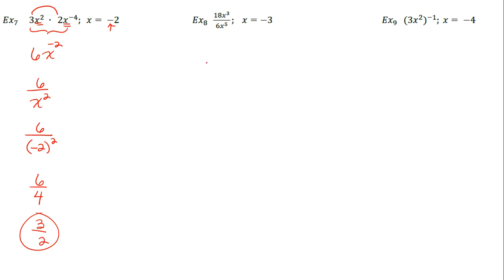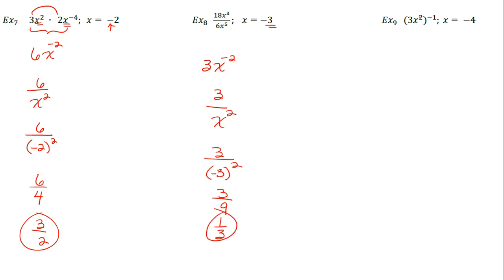Number 8, again, we're going to simplify before we substitute. So 18 divided by 6 is 3. I'm going to apply the quotient rule. 3 minus 5 is -2. I'm going to, again, simplify the negative exponent. The 3 has an exponent of an understood 1. It stays where it is. I'm going to reciprocate x to the -2, and it becomes x to the +2. I'm now going to substitute in -3 for x using parentheses. I have 3 on top. -3 times -3 is +9, and I end up with 1/3.